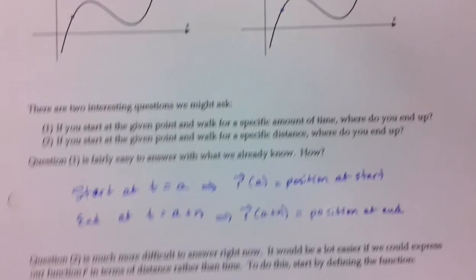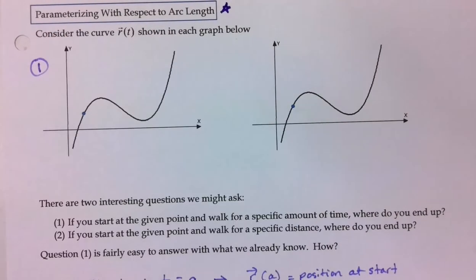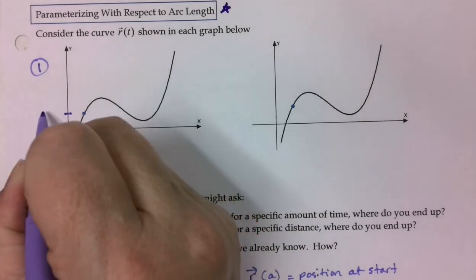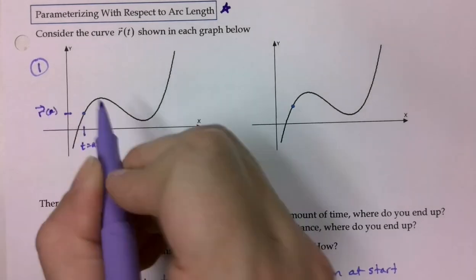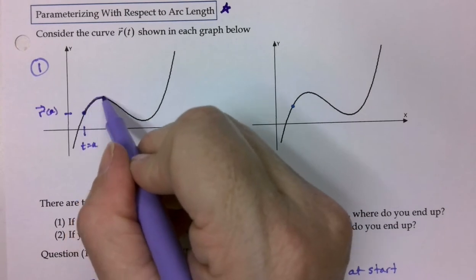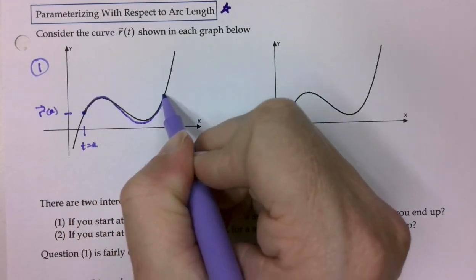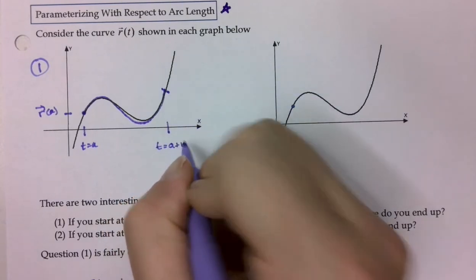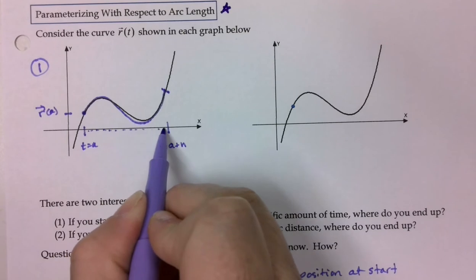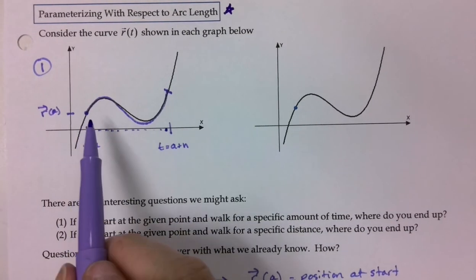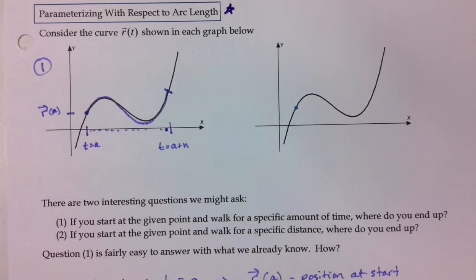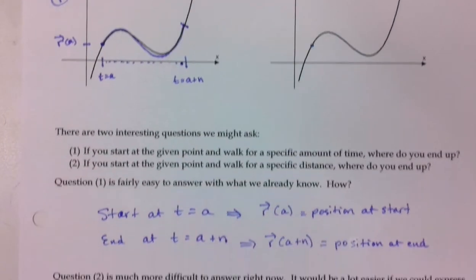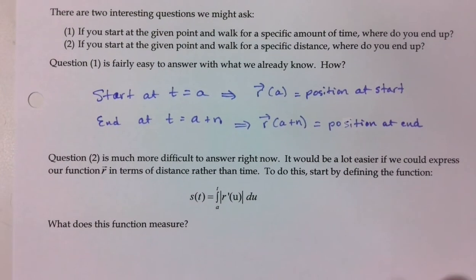Okay. So we look at the graph up here. So this will be the graph for one. You're going to start here at t equals a, which means you're at r of a for your height. And you're going to move along the curve until you end somewhere at t equals a plus n. So you're going to move this way in time, right? And that's going to get you from one position to another position. Sure, we can do that. That's no problem. It's relatively easy to find. We've been doing it so far.